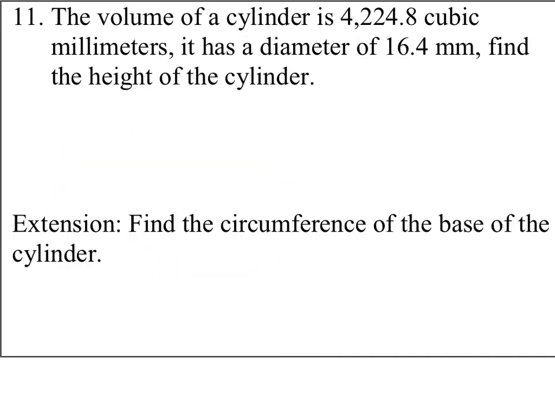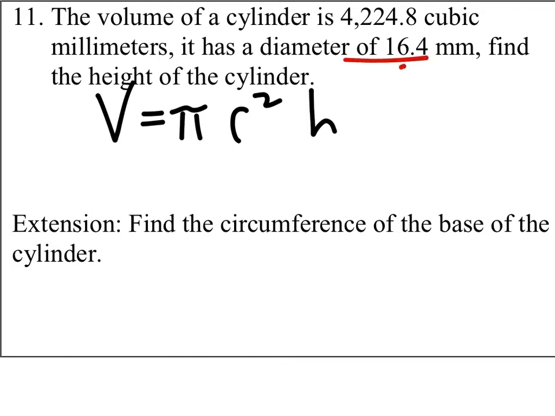Number 11, this has 2 parts, and that's okay. So we've got the volume of this cylinder. Let's write this out so that we know we're going to fill in these spaces. Volume is pi r squared times the height. Now this one gave us the diameter, once again, so to figure out the radius, we're going to divide that by 2. 8.2 is the radius. So I can replace the radius with 8.2.